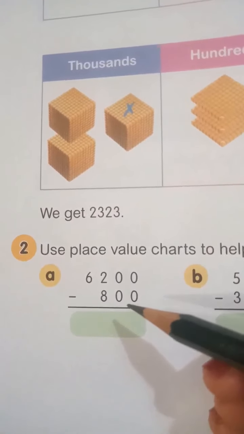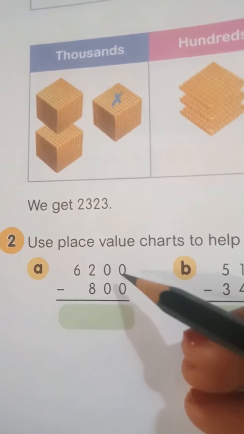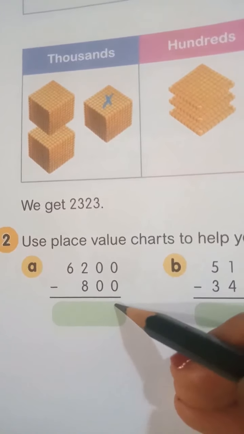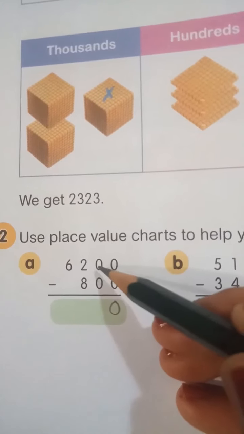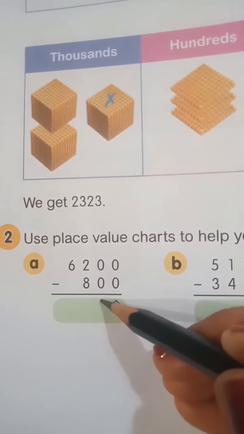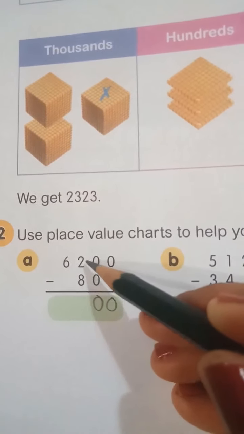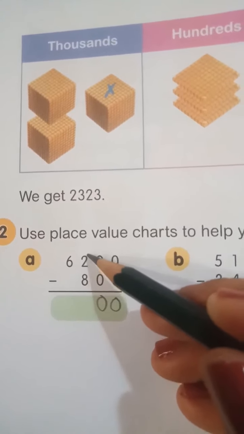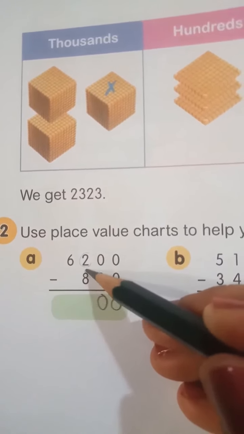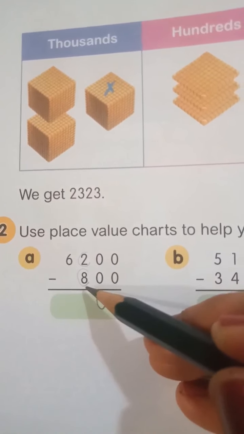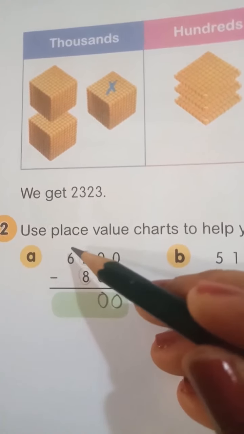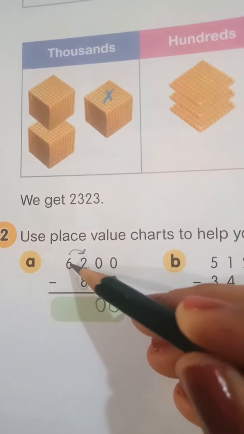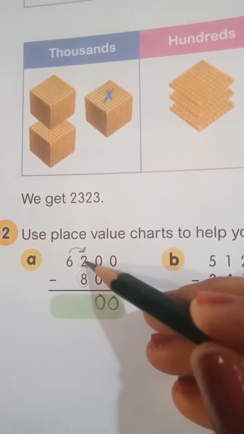Let's try number 2. Let's subtract the ones. 0 minus 0 equals 0. 0 minus 0 equals 0. 200 minus 800 is not enough. 200 is smaller than 800. In this way, let's regroup the thousands and the hundreds.